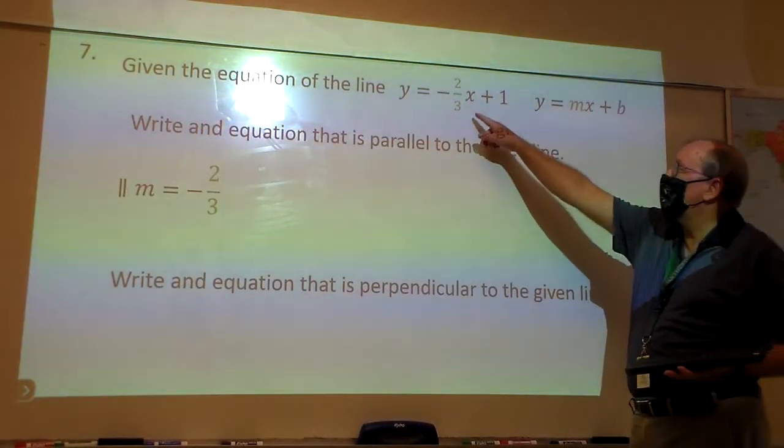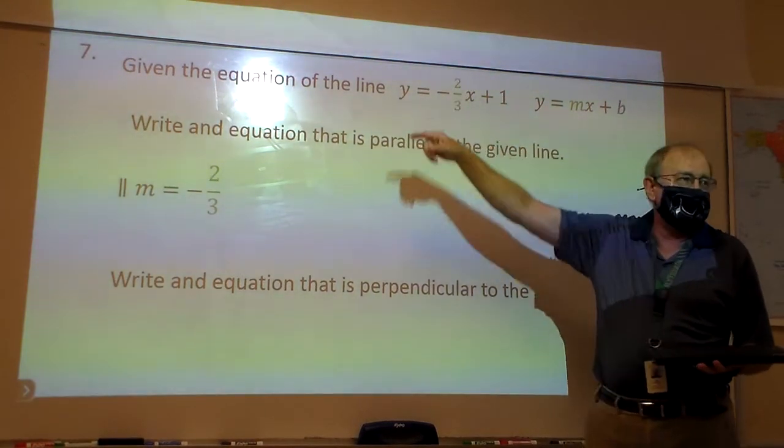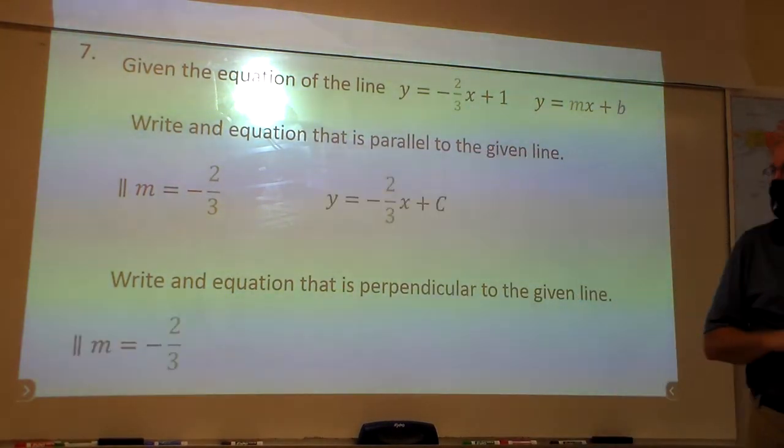So if this is negative 2/3, and why I can't get that to top up green, I don't know, it makes me mad. So here we go, y'all.